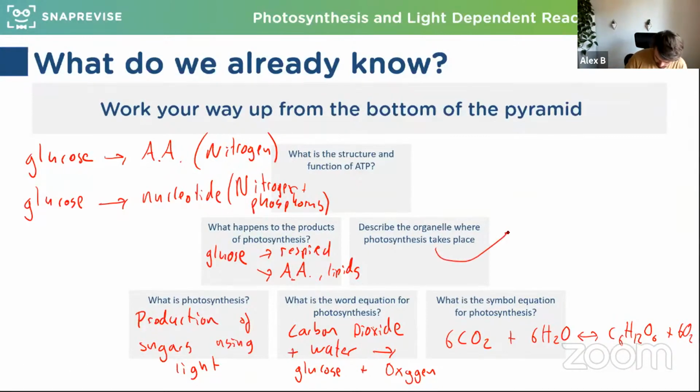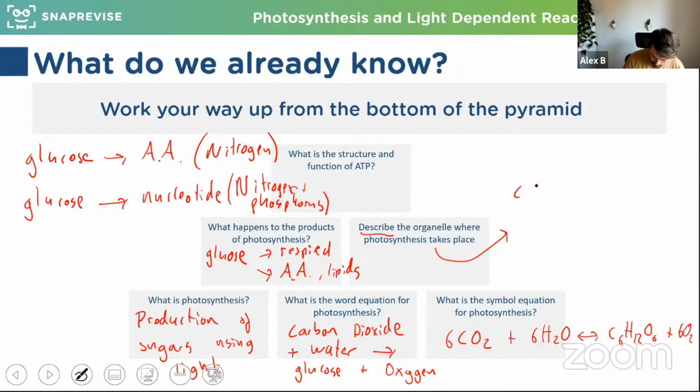Okay, next one. Can you describe, so not just state, describe the organelle where photosynthesis takes place? For the fatty acids, they actually don't need any other nutrients to create lipids in general. Lipids only have carbon, hydrogen, oxygen in. So you can directly turn glucose into a lipid. That one doesn't need any extra things.